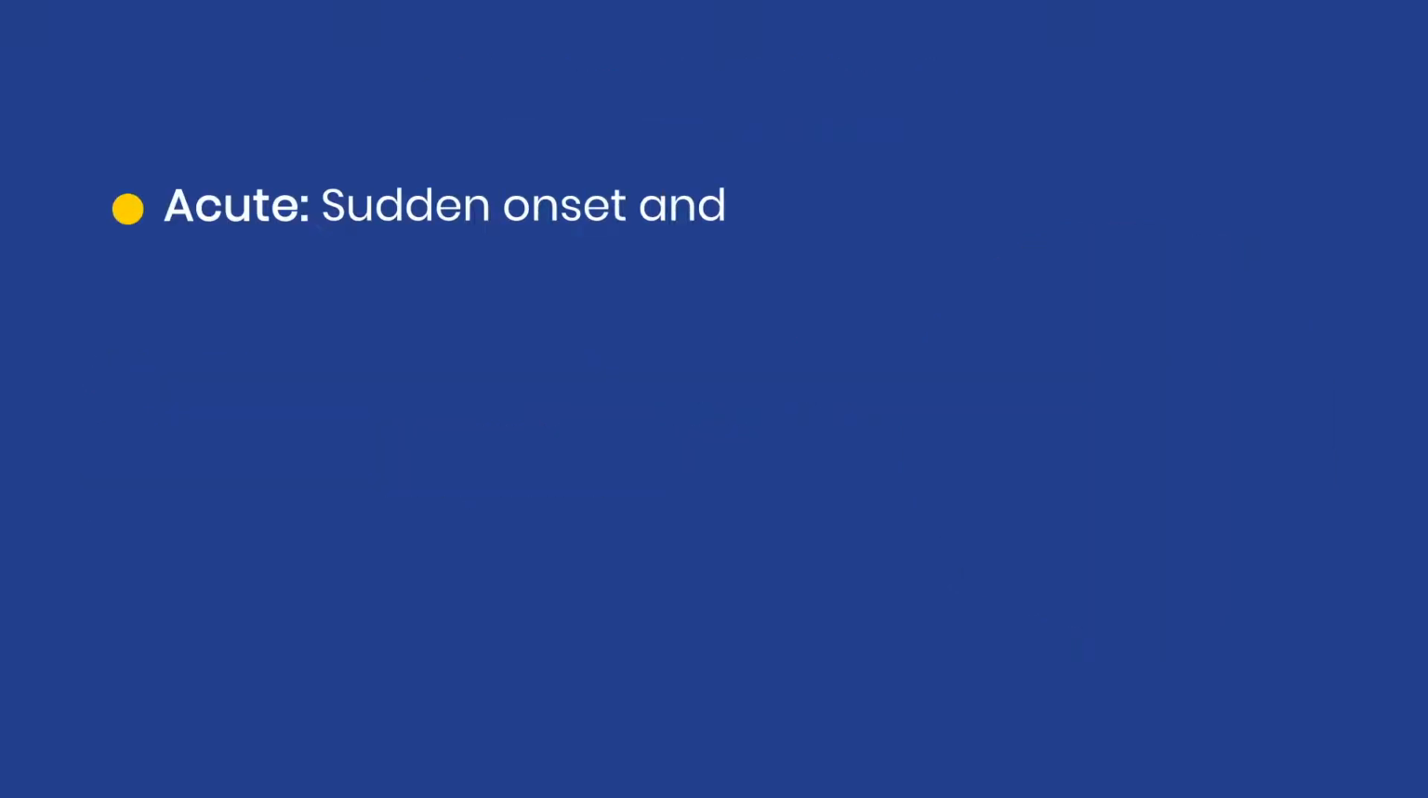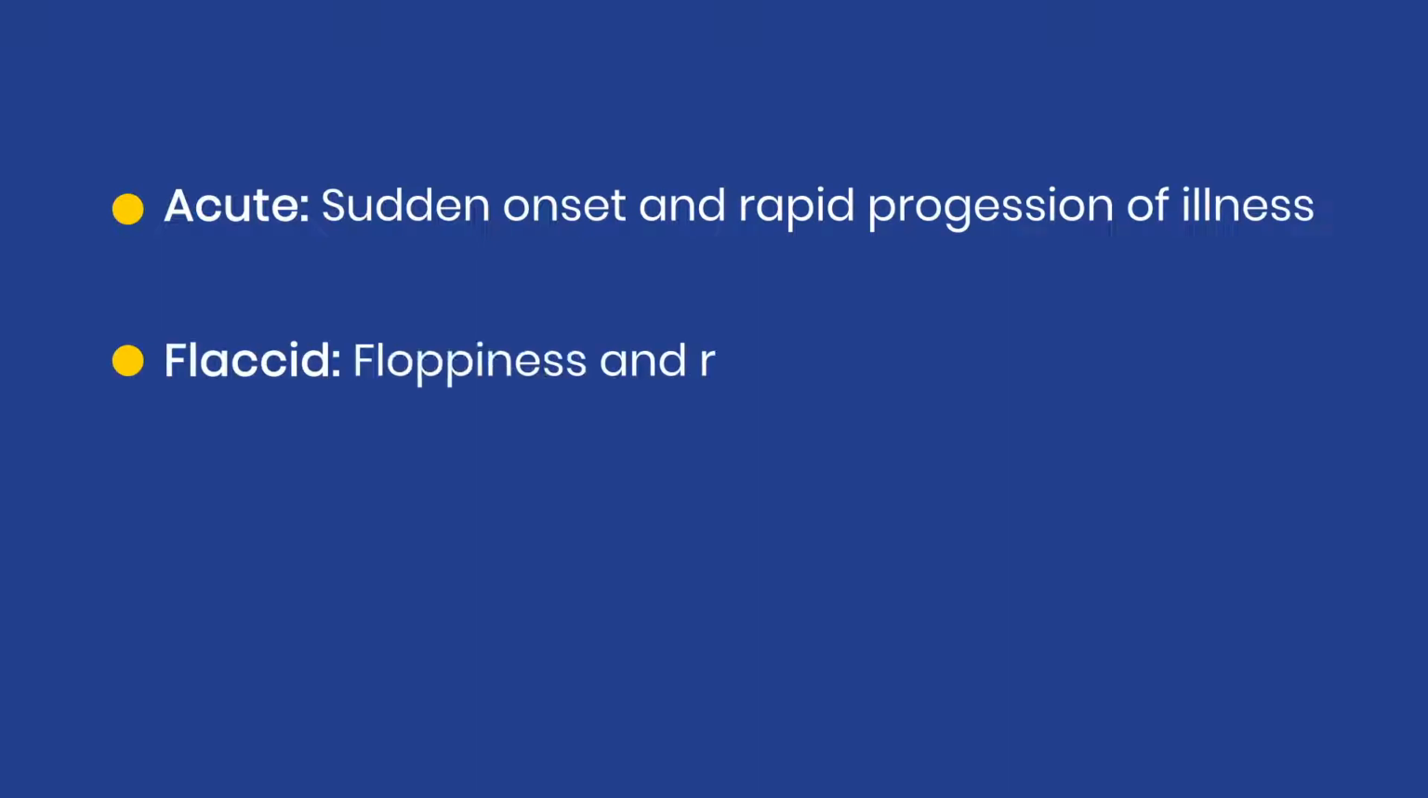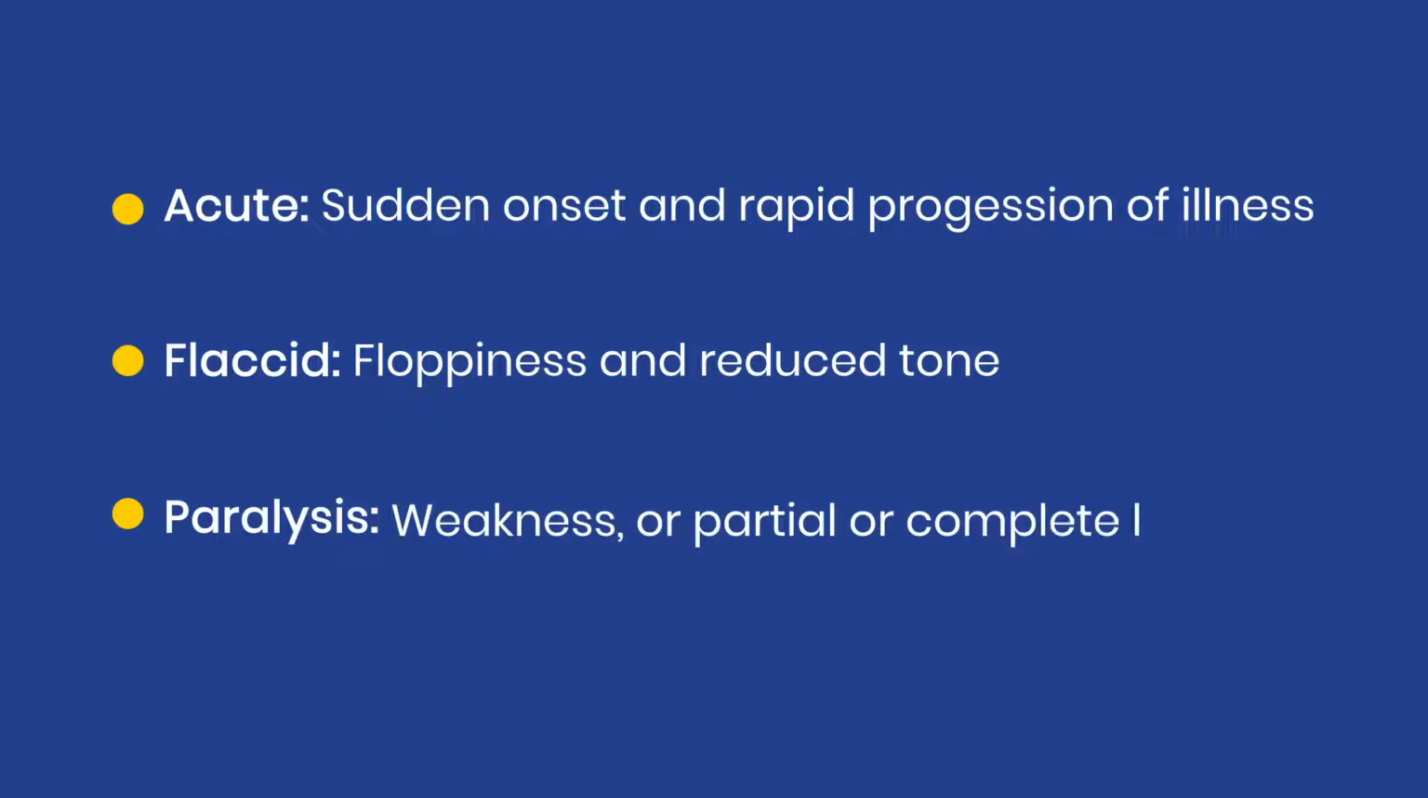Acute refers to sudden onset and rapid progression of illness. Flaccid refers to floppiness and reduced tone. Paralysis refers to weakness or partial or complete loss of power of the affected part.